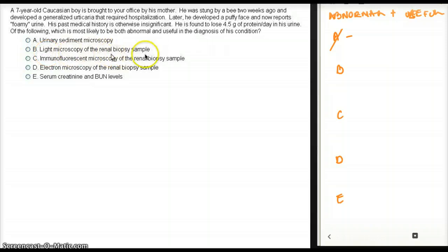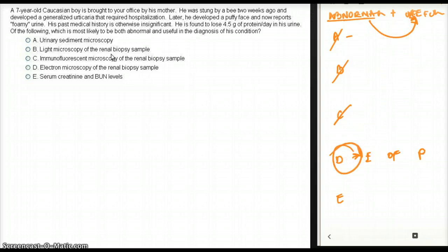Light microscopy of renal biopsy sample does not show anything. There is no abnormality on light microscopy and it's not useful to me. Immunofluorescence microscopy of the renal biopsy sample: there is no complement deposition, no albumin. Again, there is no abnormality and it's not useful to me. Electron microscopy of the renal biopsy sample, yes, because in electron microscopy we see effacement of podocytes. This is going to be abnormal and this is useful to me. That is my answer.